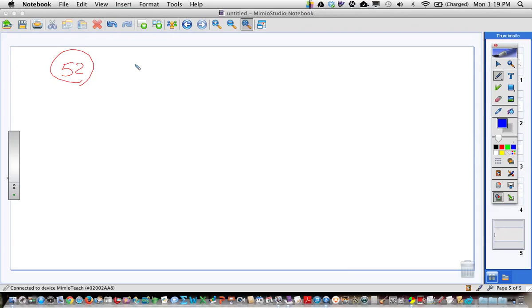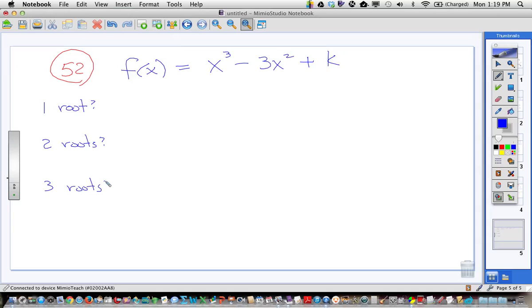Now, but 50, this one's different. It doesn't seem like a local max min one, but it actually is. They give you this function, and this goes a little beyond what I'm going to ask you, but it's still worth going through because it has pieces we need to be able to do. They tell you it's x cubed minus 3x squared plus k, and they ask for what values of k does this have one root, or x-intercept, same thing, 2 roots, 3 roots, isn't that what it says? So this is really a hard problem.